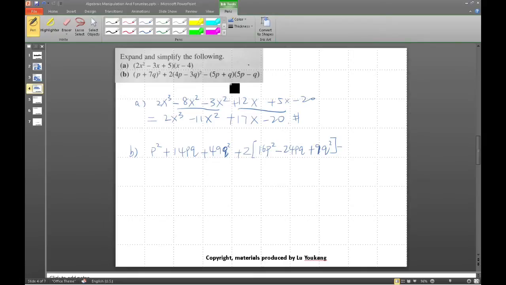Okay, so now I'm left with the last two terms. Over here you should be able to observe that this is bracket a plus b bracket a minus b. Therefore I get this.